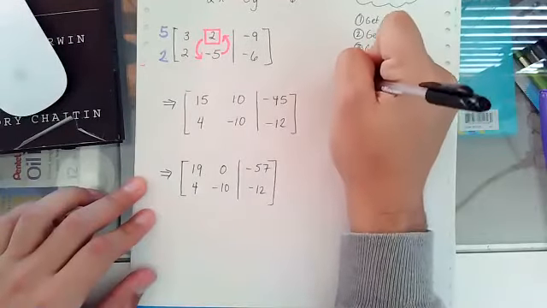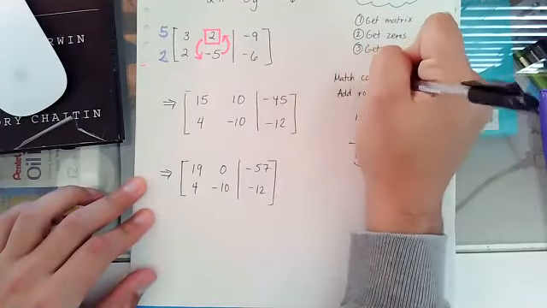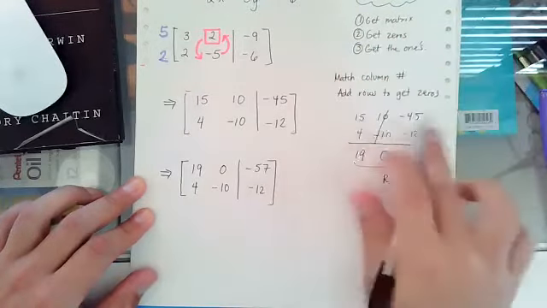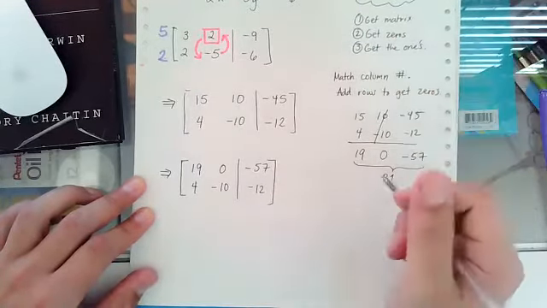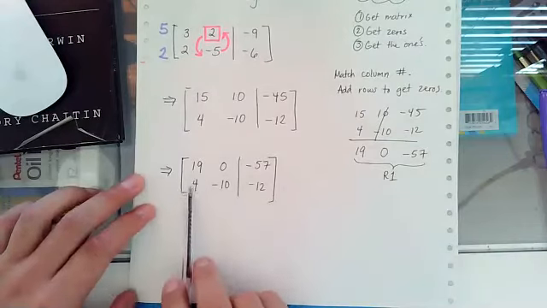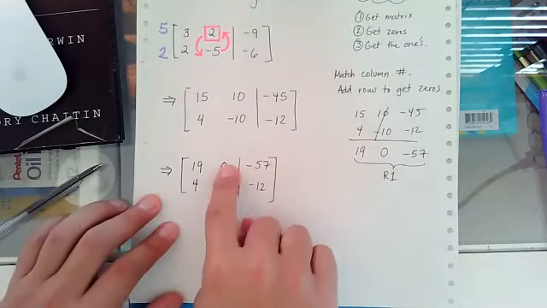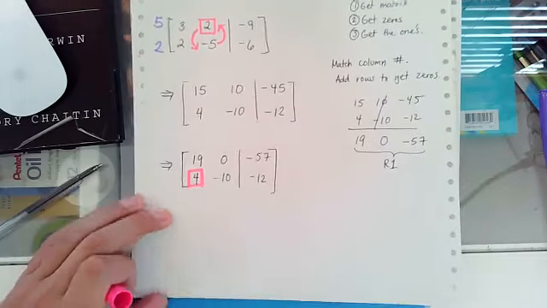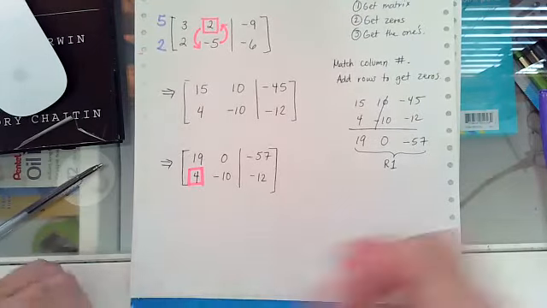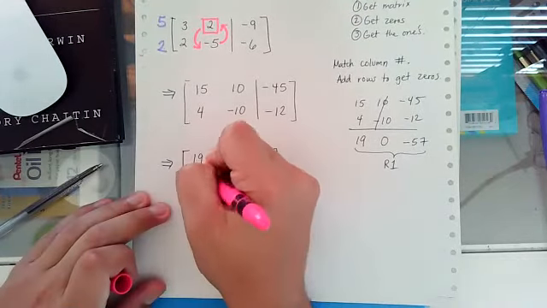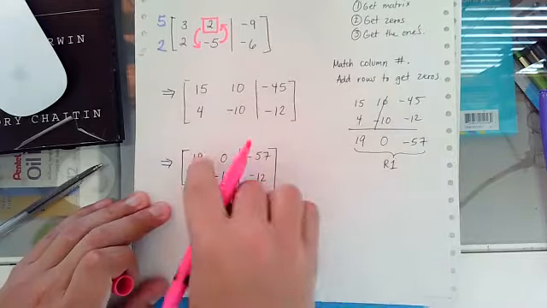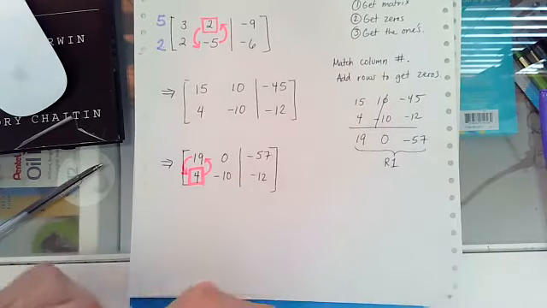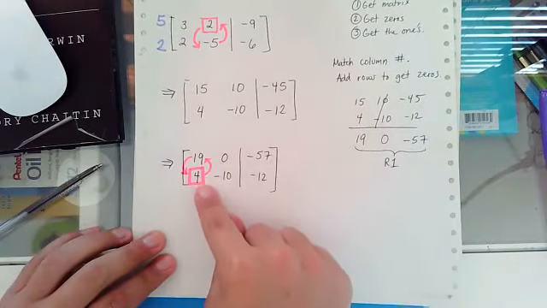Somehow we need to figure out how to match the column numbers and then add the rows to get 0. We have a 0 here. We need a 0 in this position. So we need to match the column numbers by taking this 4, multiplying it by the top row, and taking the 19 and multiplying it by the bottom row. Notice that they're both positive.